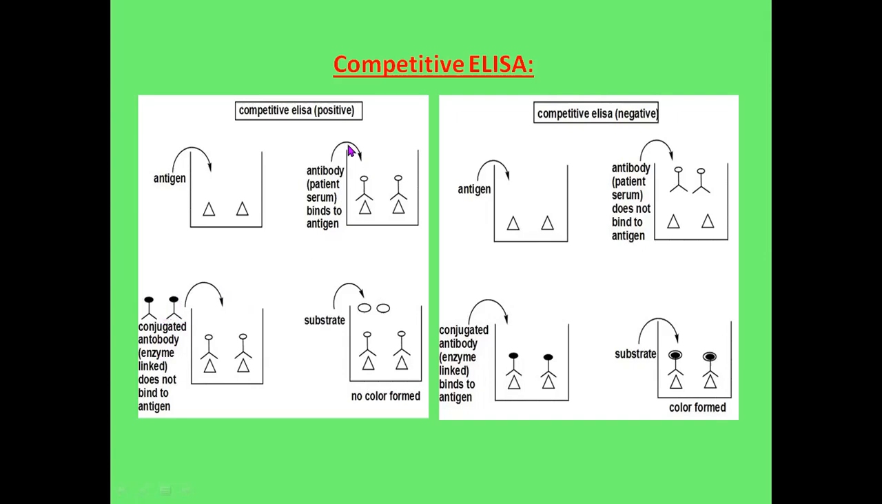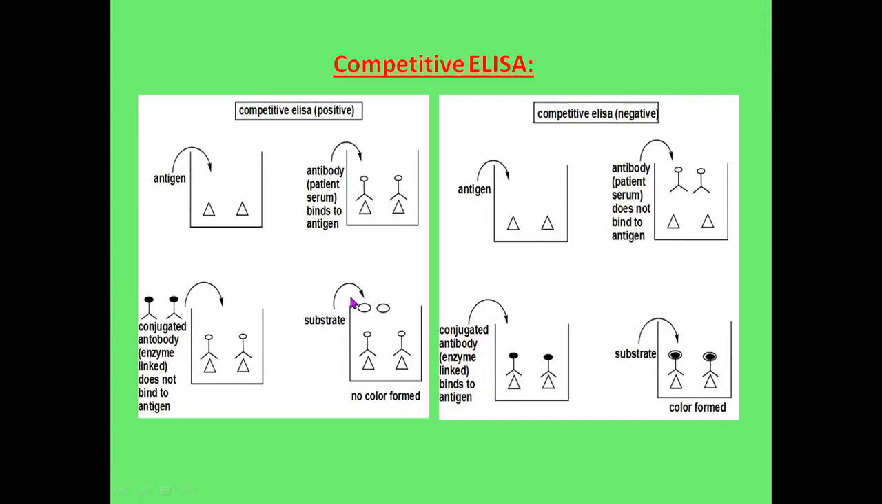So here, in case of a positive test, there is a formation of a complex between the antigen present in the sample, the antibody present in the sample, and the antigen in the well. So there is a complex formation. When you add the second conjugated antibody, or enzyme-linked antibody, it will not bind; that is washed off. Only one will bind, as the name indicates, competitive. One will bind, not both.